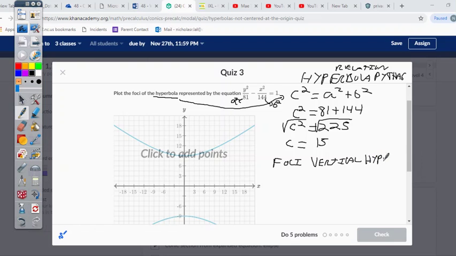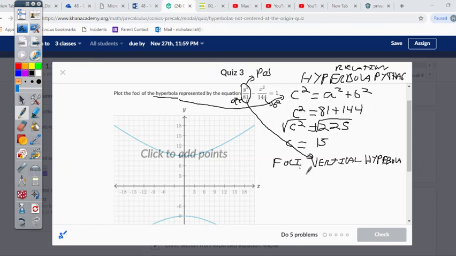And the reason why this is a vertical hyperbola is because the y squared term is positive, right? Because the y squared term is positive, we have a vertical hyperbola. The x squared term is negative. Remember, hyperbola has one positive term, one negative term. The y squared term is positive, so the hyperbola is vertical.